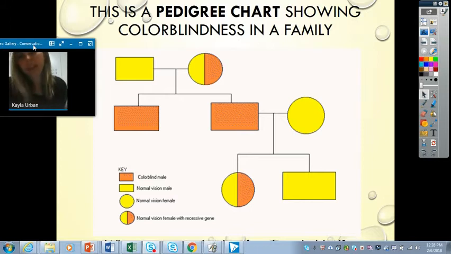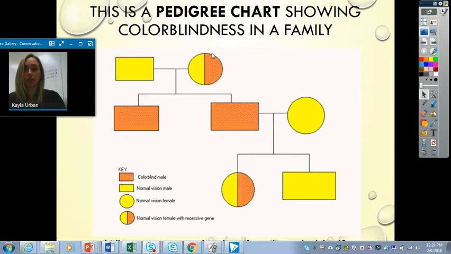A pedigree is a chart that's kind of like a family tree, and it's a way of showing inheritance through generations. You can use it to show lineage and the passing on of traits throughout a family. So this would be a pedigree showing color blindness in a family. Females are circles and males are squares, or in this case, rectangles.